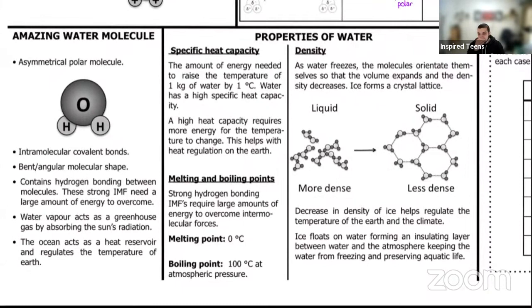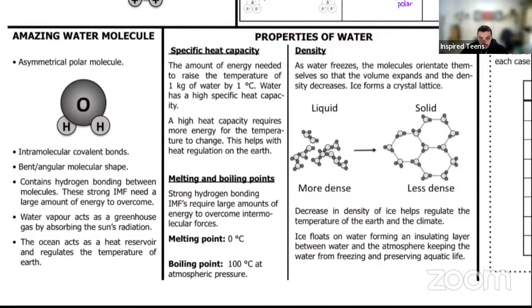Specific heat capacity: the amount of energy needed to raise the temperature of 1 kg of water by 1 degree Celsius. Water has a high specific heat capacity. So that's the definition of specific heat capacity. A high heat capacity requires more energy for the temperature to change. This helps with heat regulation on the earth. So it's not easy to change the temperature of water, and it helps with heat regulation of the earth. Of course, if it was easy to change the temperature of water, that would be a big issue.